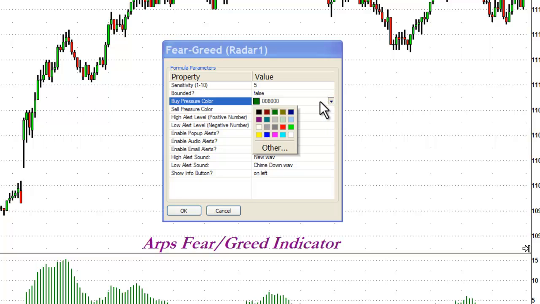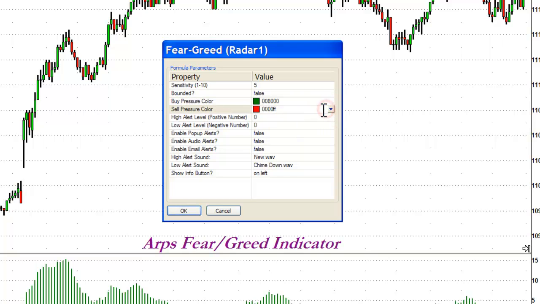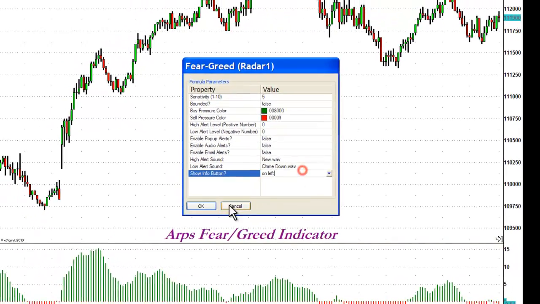Here we can adjust the color for the bullish pressure. Here we can adjust the color for the bearish pressure. Here we can set a number across which the tool will send an alert to your screen if it crosses above this positive number for a bullish alert. And the same for the bearish alert, which should be entered as a negative number. And here are the ways that you can format your alerts.